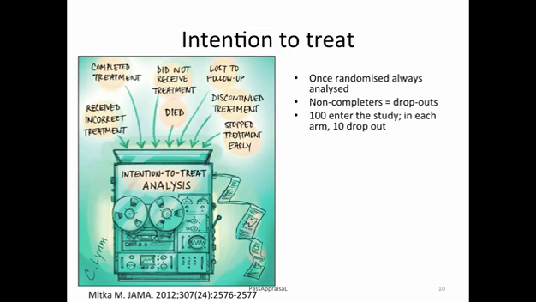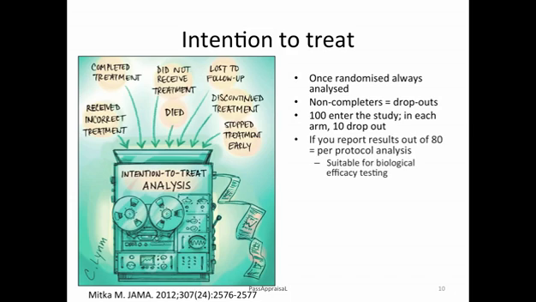Imagine a study where 100 enter each arm, but 10 drop out of each arm. At the end of the study, you report the results on the basis of only 80 subjects. Then you are reporting per protocol analysis. This is suitable for early phases of a clinical trial where we are interested in knowing the physiological effects of a drug.